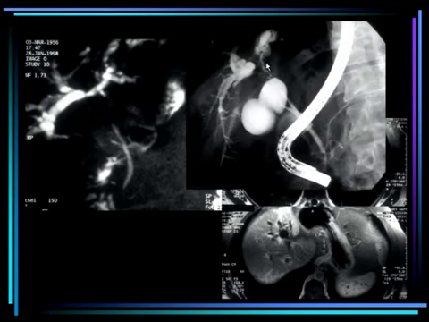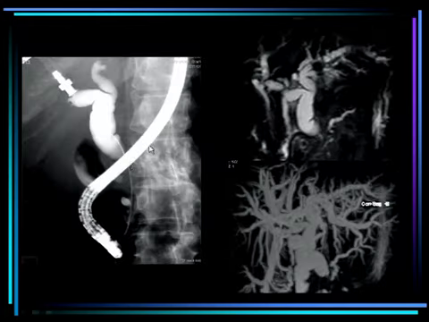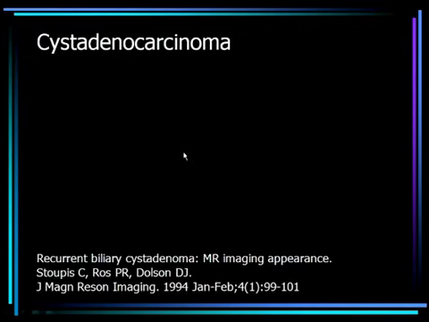And this is the correlation with ERCP. ERCP, you have to swallow the whole thing. MRCP, you don't swallow anything. Another example of distally located extrahepatic cholangiocarcinoma by means of MRCP and by means of ERCP.